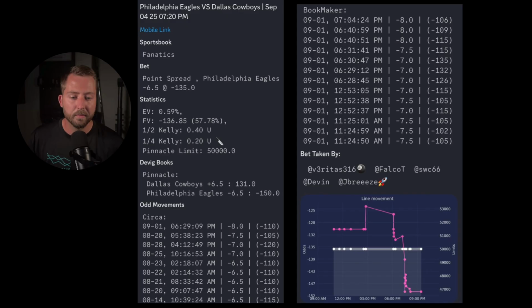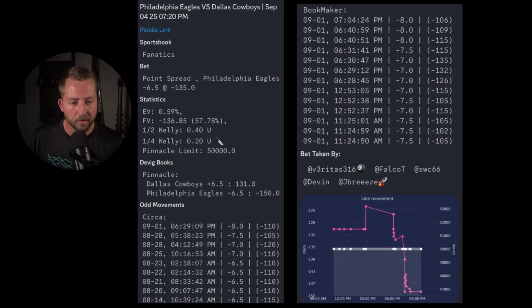But if you can understand where the market is trending, you can play much smaller edges that will actually close well. And you really want to get a good picture of where the market is moving. That was the original purpose of providing you with the Circa and BookMaker lines as well. But first, let's take a look at Pinnacle.